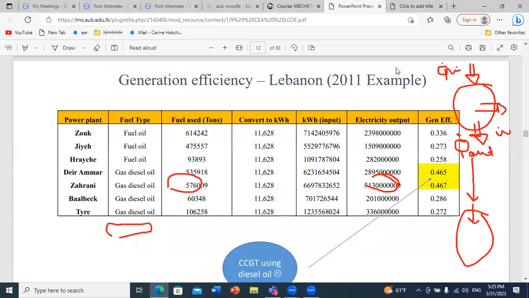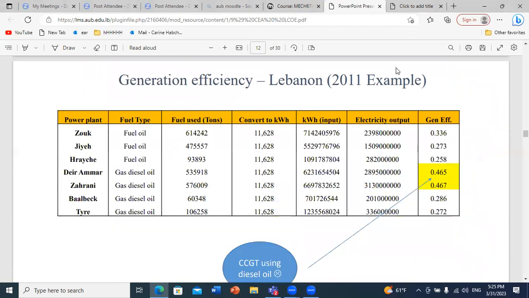So if we compare, for example, in Lebanon, generation efficiency for different power plants in Zouk, Jiyeh, Dar Amar, Zahrani, etc., we can see that the most efficient power plants are in Dar Amar and Zahrani, which are combined cycle gas turbines using diesel oil. And we know that burning diesel oil will have a negative impact on the environment. That's why we need to go to new alternatives. We need to try to use renewable energy in order to avoid this high amount of greenhouse gas emissions.